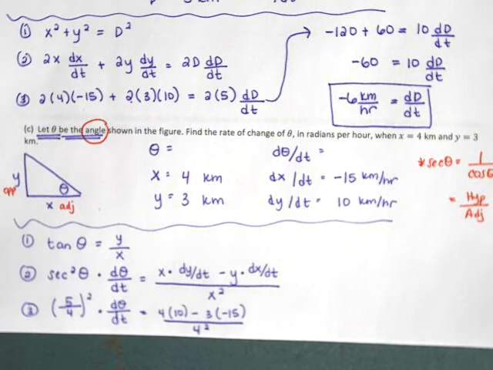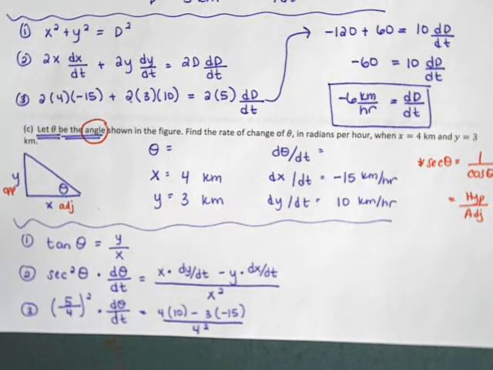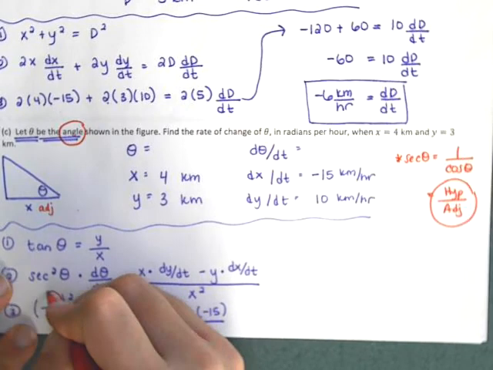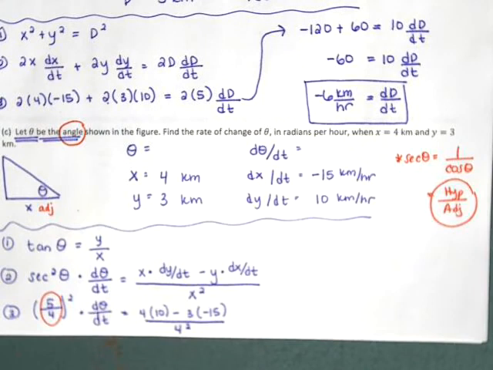Don't forget to square it, because our formula for derivative of tangent isn't just secant, it's secant squared. This, using hypotenuse over adjacent, is the way I calculate this ratio right here without a calculator.